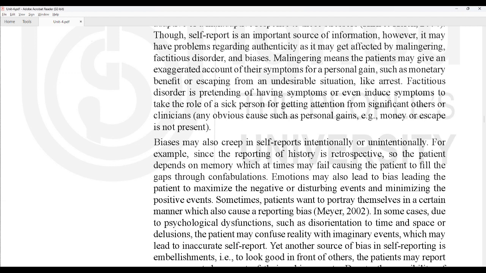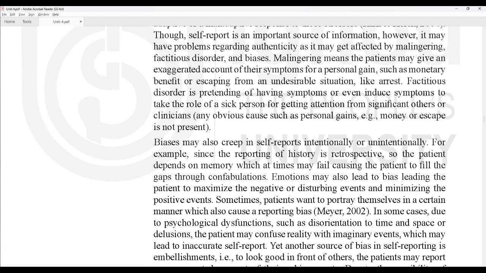Biases may also creep into self-reports intentionally or unintentionally. For example, since the reporting of history is retrospective, the patient depends on memory, which at times may fail, causing the patient to fill the gaps through confabulations. Emotions may also lead to bias, leading the patient to maximize the negative or disturbing events and minimize the positive events. Sometimes, patients want to portray themselves in a certain manner, which also causes a reporting bias.